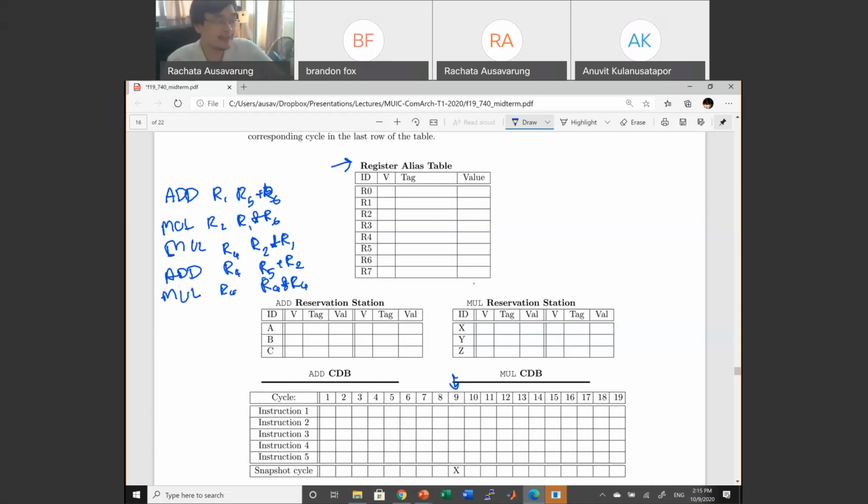Let's do this one step at a time. All right. So initially, in the first cycle, let's assume that everything is valid. In the first cycle, you can use all the registers, right? The tag R0 is going to be R0, this is going to be R1, R2, R3, R4, R5, R6, and R7. And the value is whatever R0 has, right? Basically, these are the initial state.